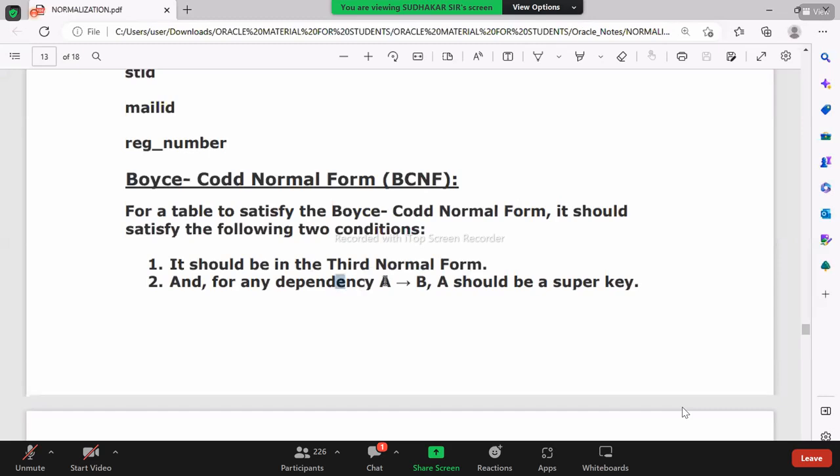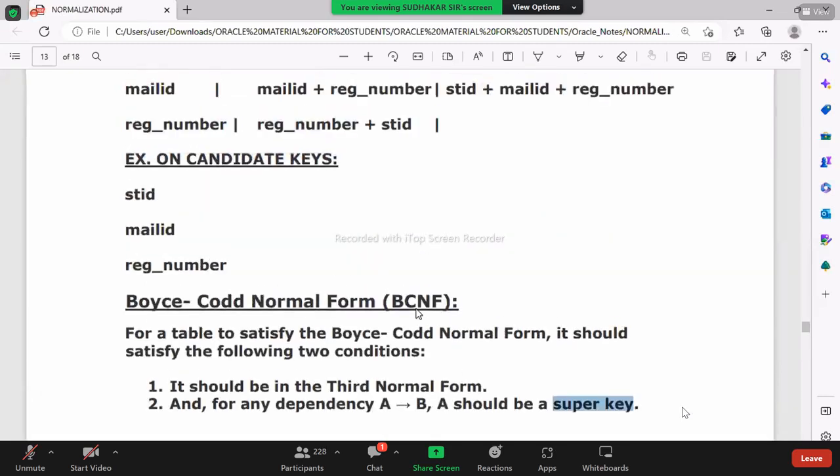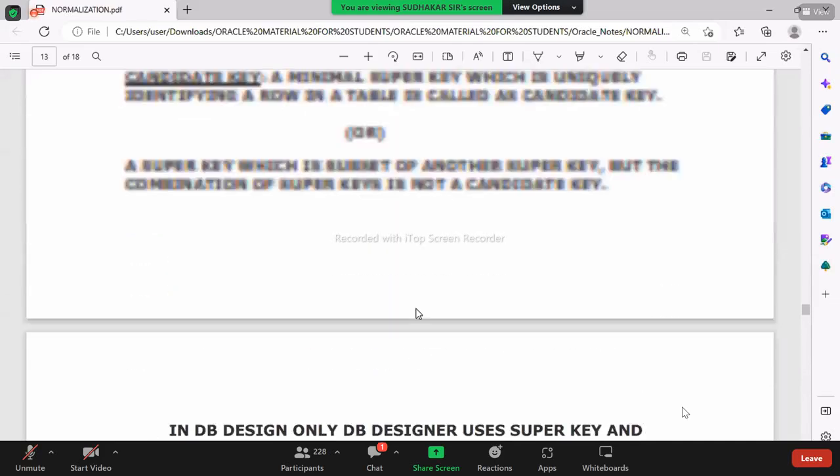Suppose any one column depends on another, column 1 to column 2, that is A to B, then A should be what now? Super key. A should be a super key. So here the new word and new statement is the super key statement. Let me come out and see the super key statement.